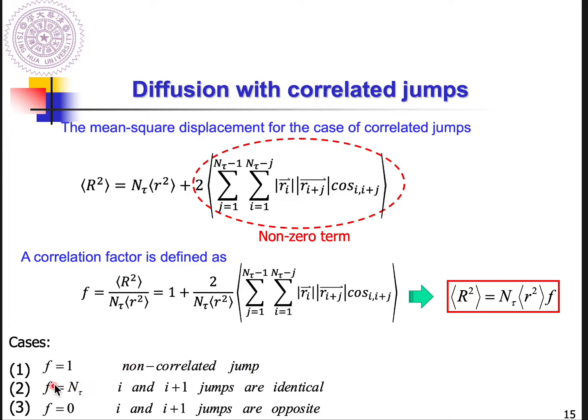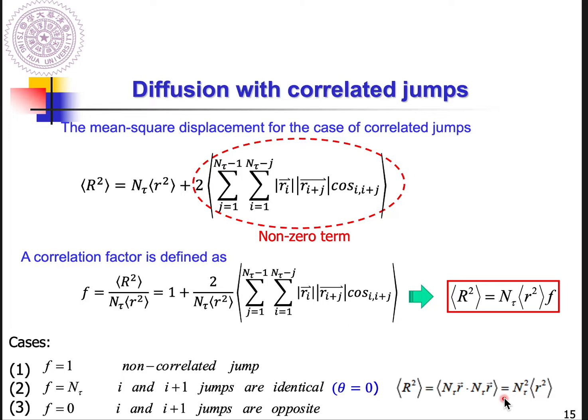And the other extreme case will be when f equals n tau. So f equals n tau, what does this mean? F equals n tau tells you the mean square jump distance, or mean square displacement, this one equals what? N tau square, mean square jump distance, right? So it's something like this. It's n tau times r dot n tau times r. So you get the n tau square mean square jump distance. So if you substitute this term into here, then you will get f equals n tau.